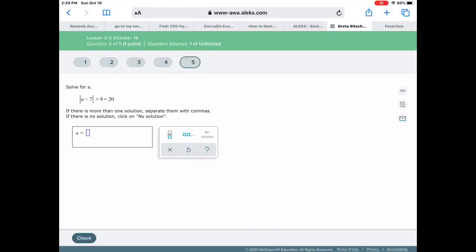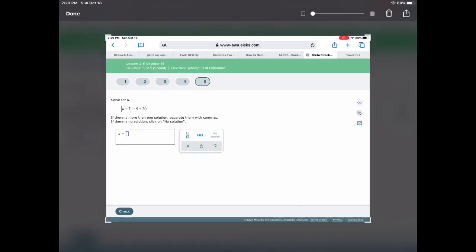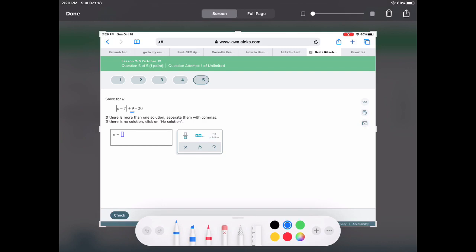And number 5 is just an extension of this. Notice that I have u minus 7 inside the absolute value signs. So I'm going to try to isolate that. And I need to get rid of this plus 9 before I do anything with the absolute value signs. The absolute value of u minus 7 plus 9 is 20. I'm going to subtract 9 from both sides.